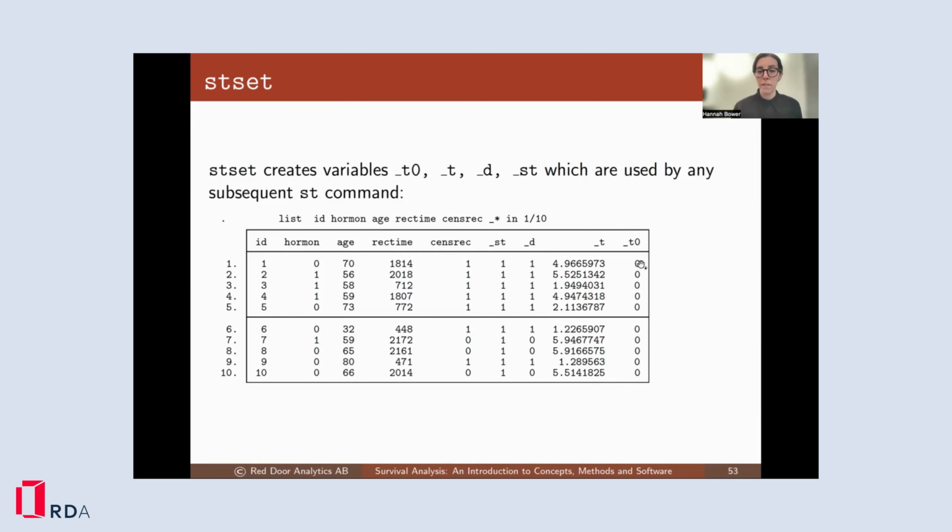And then we see that we follow individuals from time 0 until _t here, which is exactly the same as the rec time, but divided by 365.24 because we converted days into years. So we can see that we follow the first individual from time 0, diagnosis of breast cancer, until 4.97 years, at which point they either died or had a recurrence of cancer.